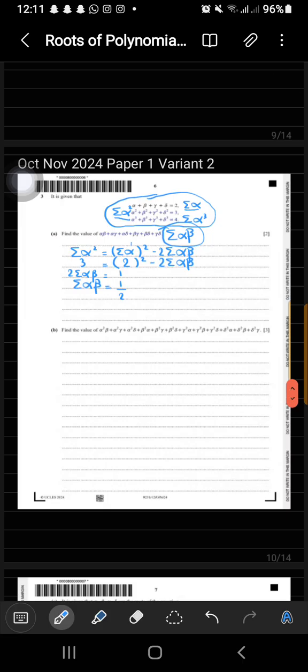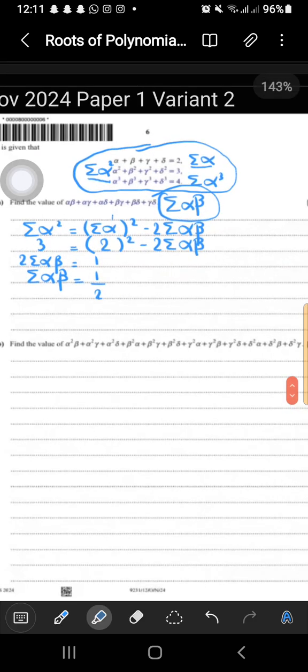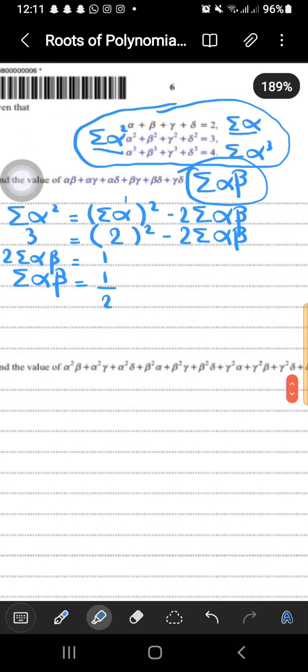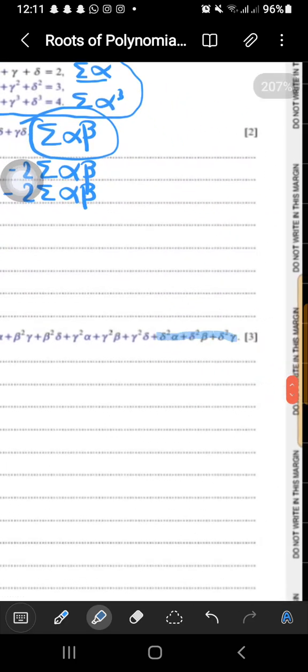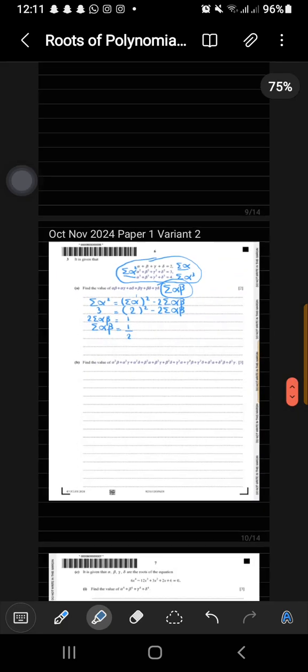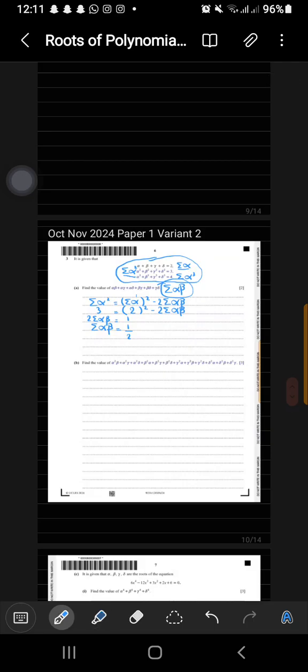Now we have the second part, which is looking a bit complicated, but we will try to solve it without making it more complicated. Find the value of alpha square beta plus gamma plus alpha square gamma plus alpha square delta plus beta square alpha plus beta square gamma plus beta square delta plus gamma square alpha plus gamma square beta plus gamma square delta and plus delta square alpha plus delta square beta plus delta square gamma. That was looking too complicated.